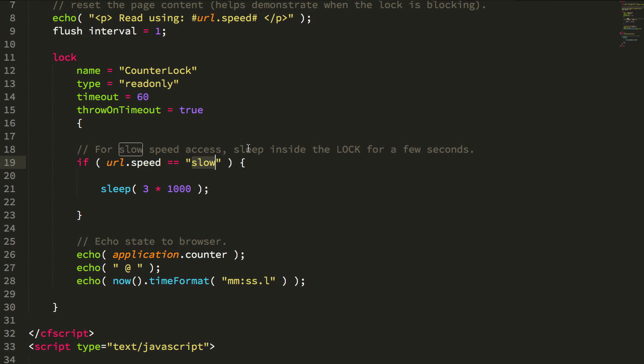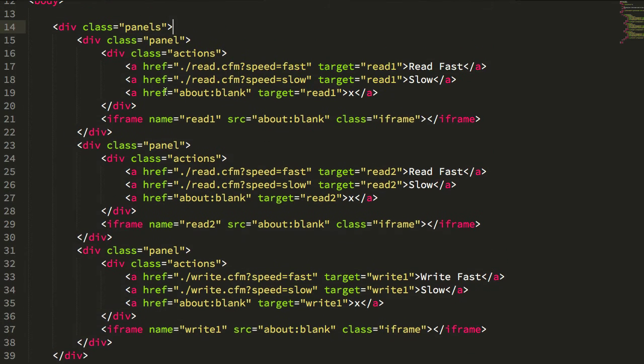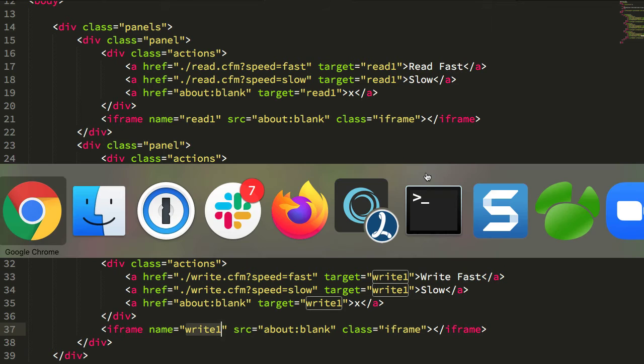So to put these pages in contention, I've created a higher level page that essentially just includes those pages as iframes. And you can see I have two read frames and one write frame, and they can both be accessed at different speeds. So let's jump over into the browser, and here you can see I have my 3 frames here, 2 reads and 1 write.